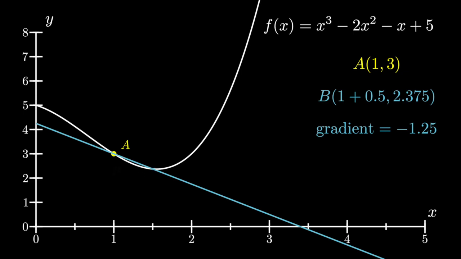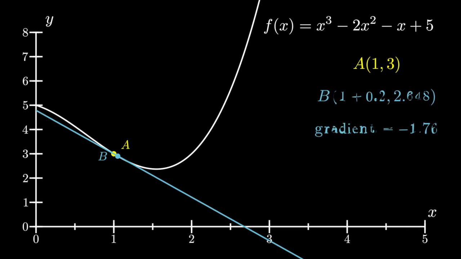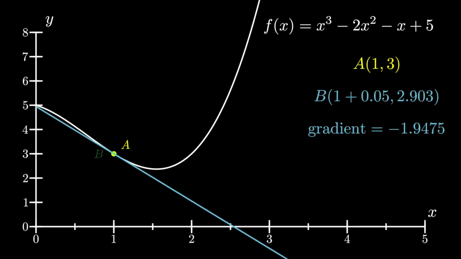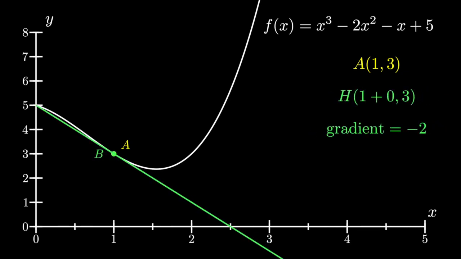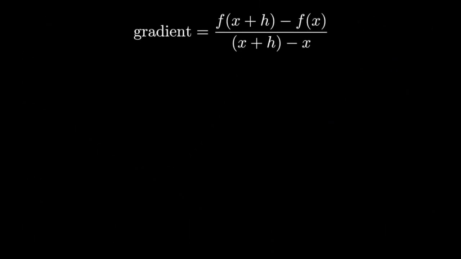So if we keep on reducing the value of h and calculating the value of the gradient, we can see that the gradient is approaching minus 2. Therefore, we can conclude that the gradient of the graph at the point x is equal to 1 is equal to minus 2. But how do we do this mathematically?